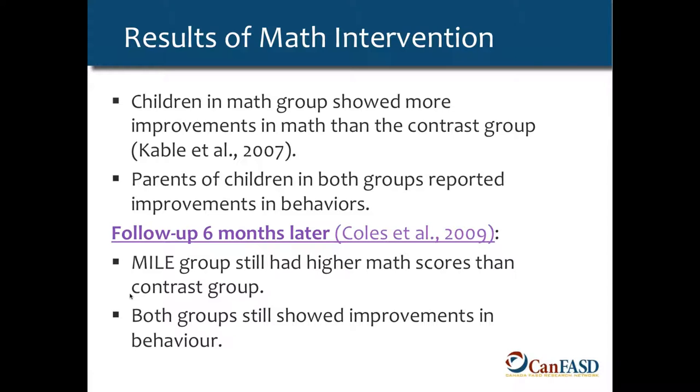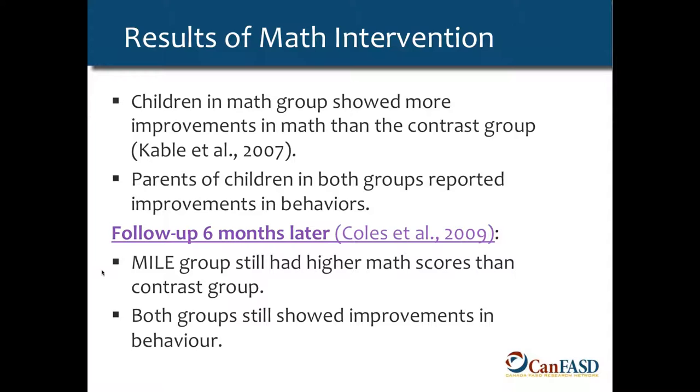So the results were very positive. They found that children in the math group showed more improvements over the course of the 6-week intervention than those in the control group. And parents of children in both groups reported improvements in behavior. So remember, parents of children in both groups received extra instruction or extra assistance with dealing with FASD. And so they actually found improvements in behavior in both.